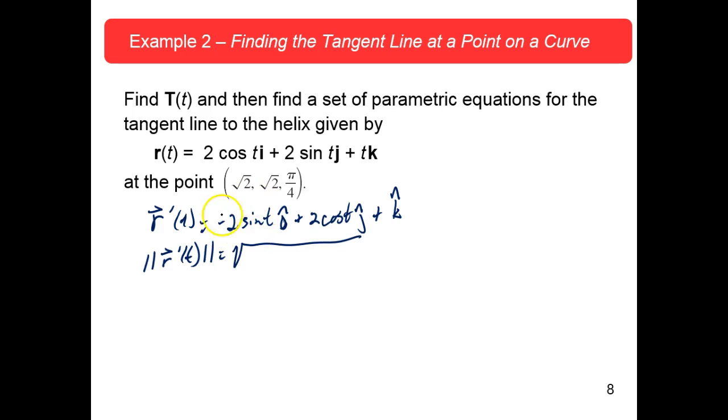Okay. The square of the first is 4 sine squared t. Is that what you were saying? Okay. Plus 4 cosine squared t plus 1. Perfect. Okay.